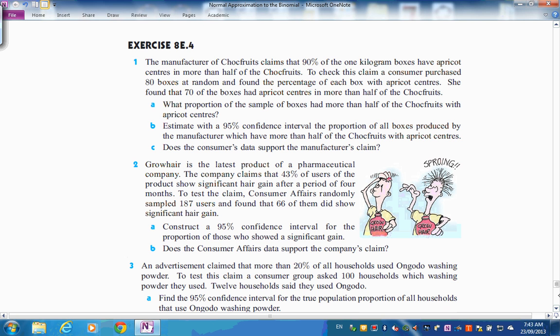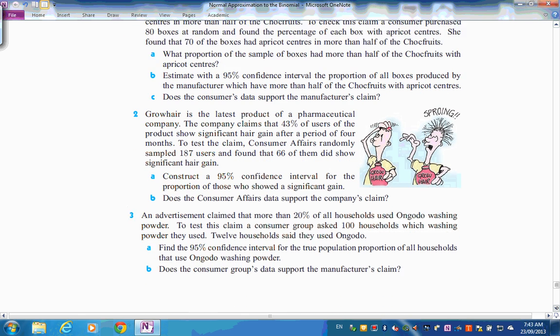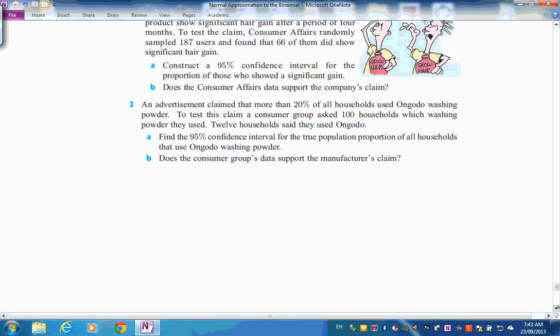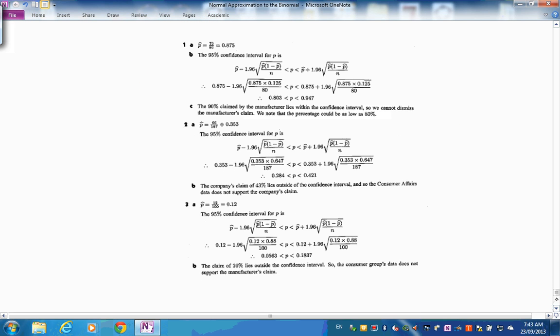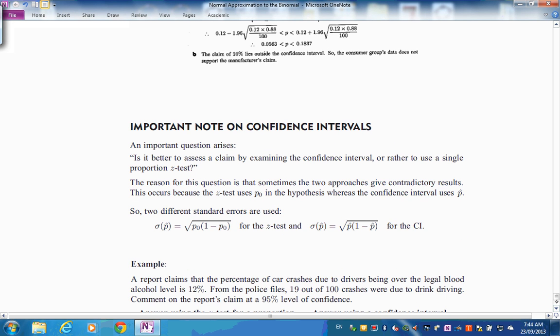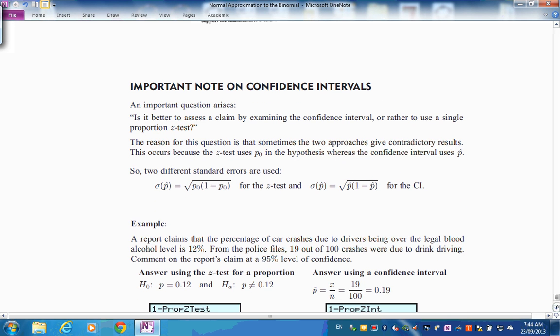Okay, question 1 and 2. Question 3. And let's look at the answers. There we are, 1, 2 and 3. How are you going? Are you happy with the skills building up here? Let's just do one little bit more.